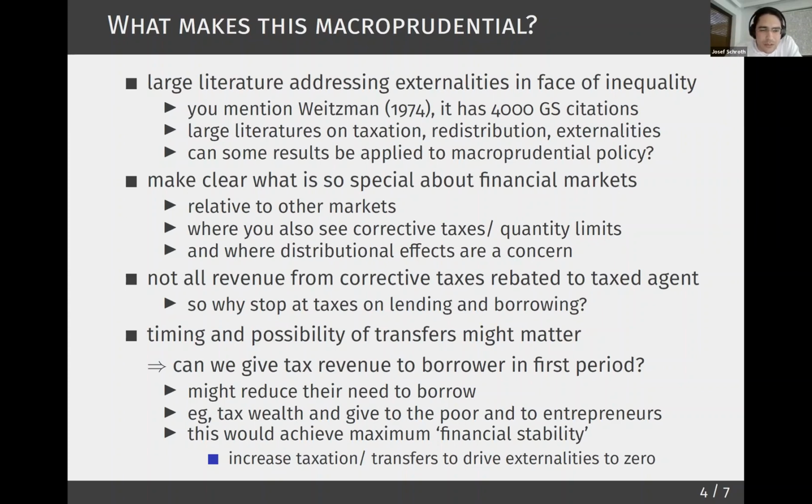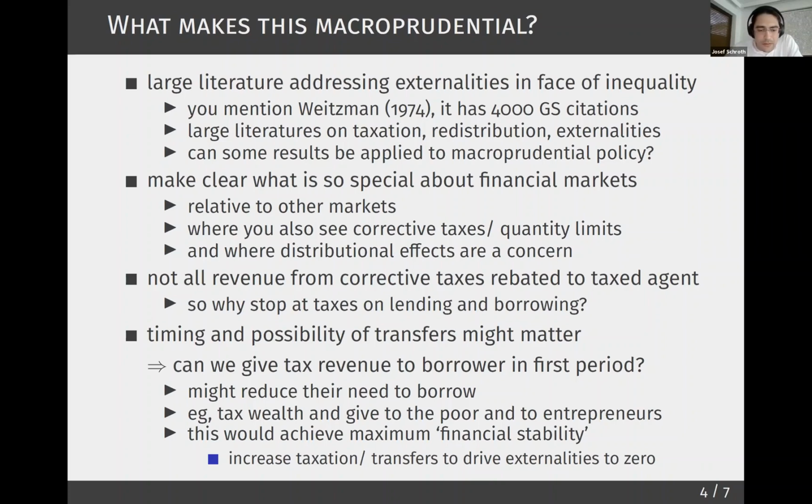I got the impression that maybe not all revenue from corrective taxes is rebated to the taxed agent. So I was wondering, why would you stop at taxes on lending and borrowing? In that sense, the timing and the possibility of transfers might be important. Can we give the tax revenue to the borrower in the first period? That might actually reduce their need to borrow. We could even go as far as imposing a wealth tax and give it to the poor and entrepreneurs. This might actually achieve Pareto. This might achieve financial stability because we're not needing any borrowing anymore.